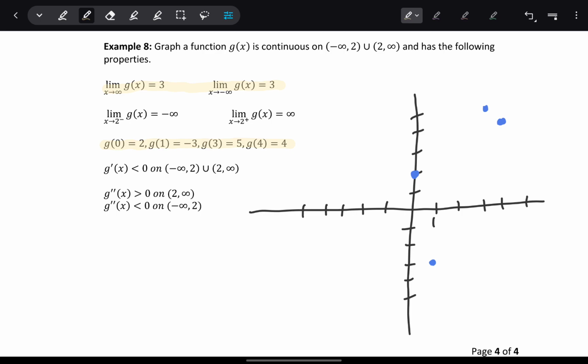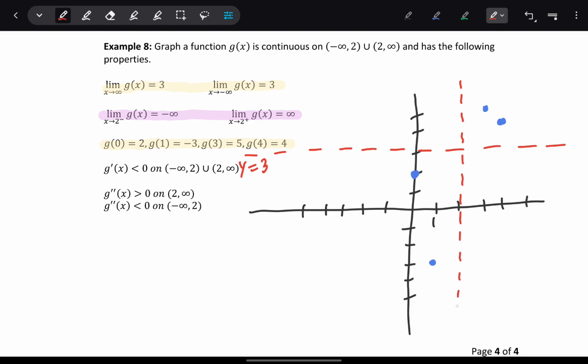In this case, as x approaches infinity or -infinity, our function value is approaching 3. That tells us that we have a horizontal asymptote at y equals 3, and that our function needs to be approaching that asymptote as we head in each direction. We also have some information here about asymptotes, because we're told that as we approach 2 from each direction, our function is either headed to positive or negative infinity.